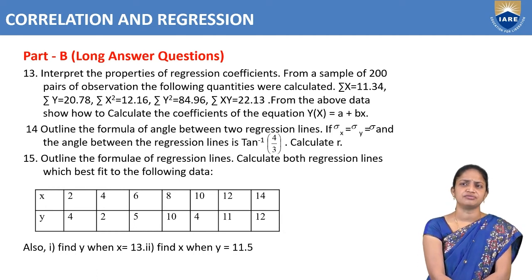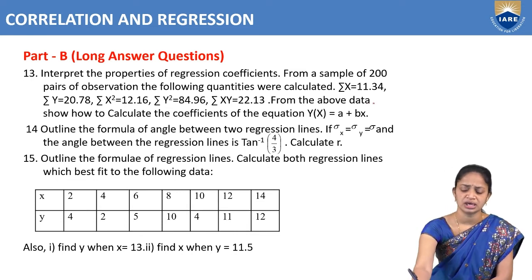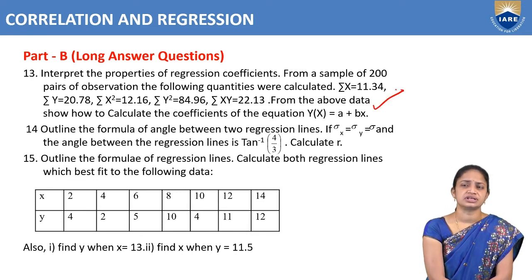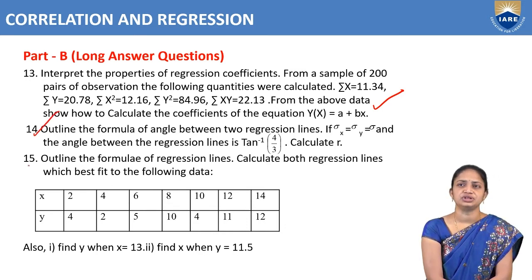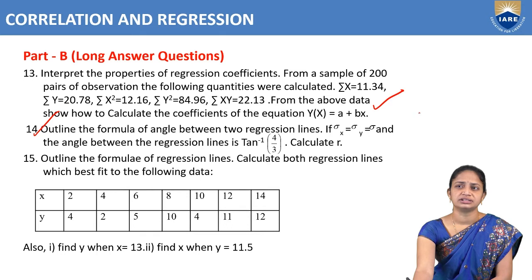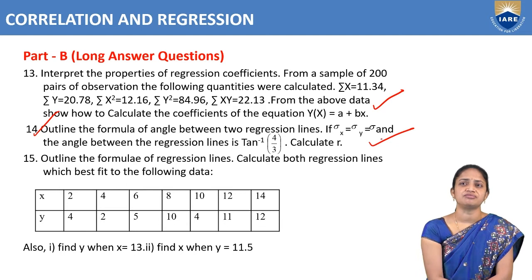So, here also same, we have to use the same procedure. Already we have discussed in part A. Outline the formula for angle between the two regression lines. Here sigma x minus sigma y equal to sigma, and the angle between the regression lines is tan inverse 4 by 3. So the angle between the two regression lines: tan theta equal to (1 minus r square) by r into sigma x into sigma y by (sigma square x plus sigma square y). So, we have to use that formula.